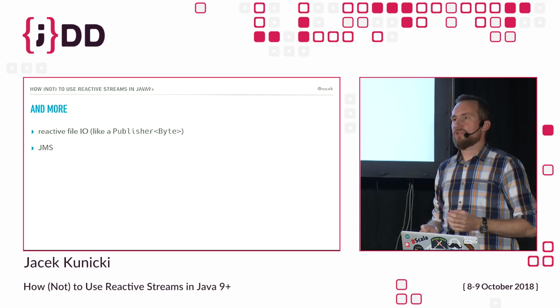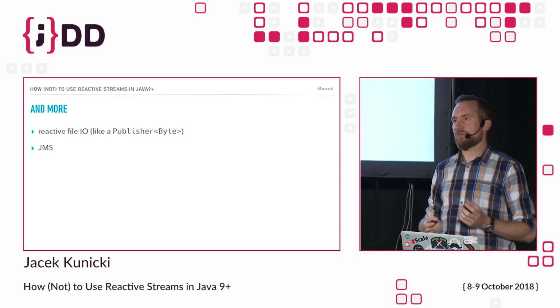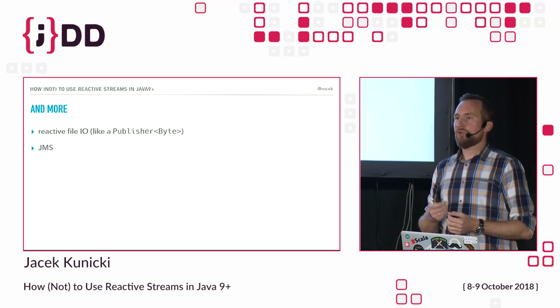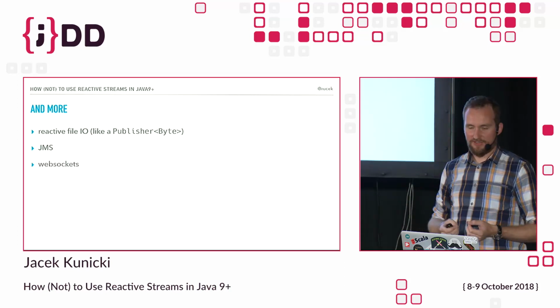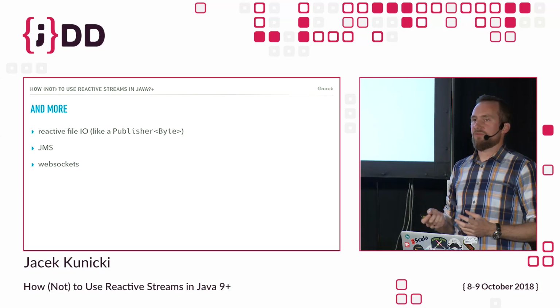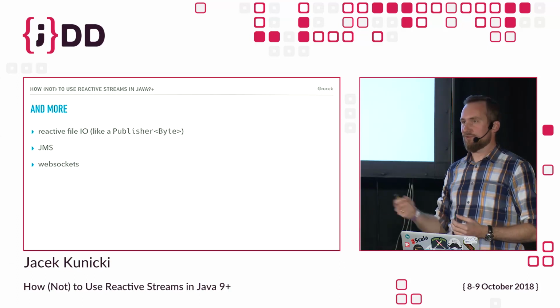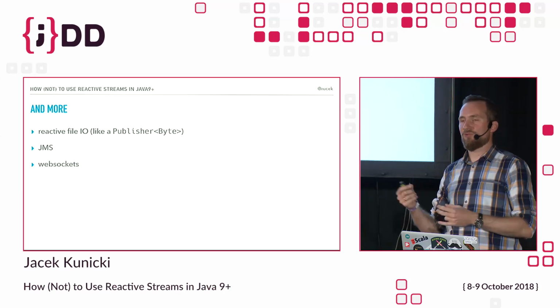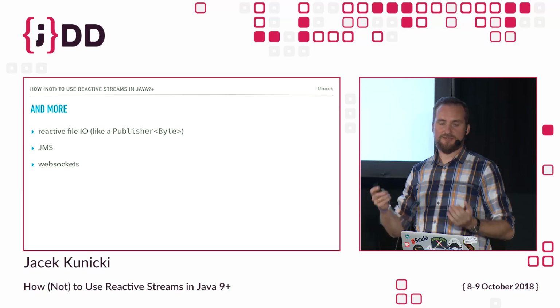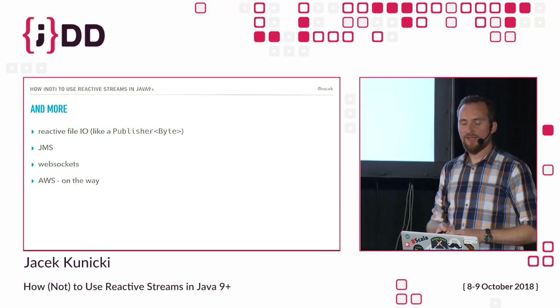You can think of JMS, which is not really about streaming, but it's about sending messages in an asynchronous way. So we could really use some reactive interfaces here as well. We can think of WebSockets, which is again about streaming data, and we might think of use cases where you would want to be able to control backpressure and different speeds of the parts in the pipeline.